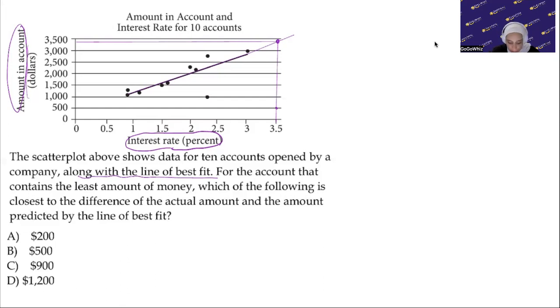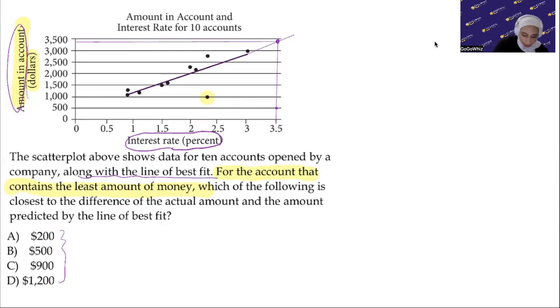Let's go back to the question. It's saying for the account that contains the least amount of money, right? If this is the amount of money, then the least amount of money is this point over here. So for the one that contains the least amount of money, which of the following options is the closest to the difference of the actual amount and the amount predicted by the line of best fit.